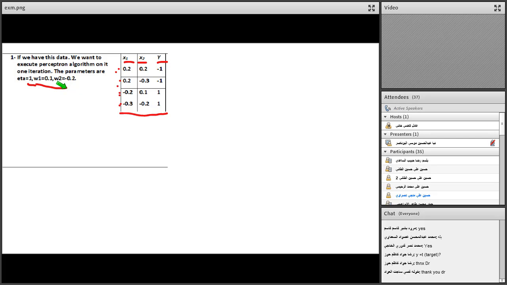The first data, we give the first data to the algorithm. Okay, let me write it and then I will show it to you. O1 equals sign.